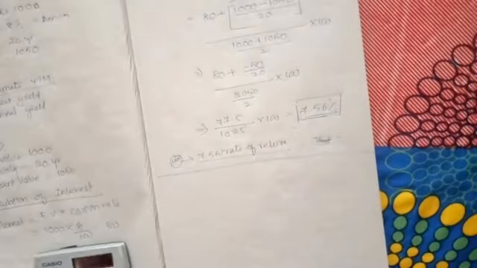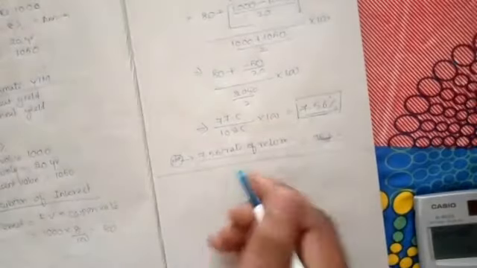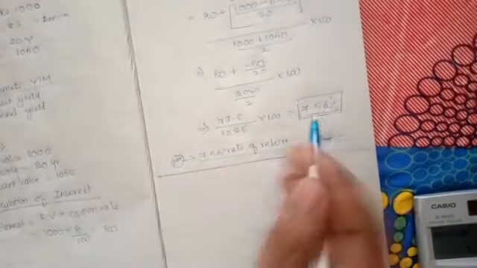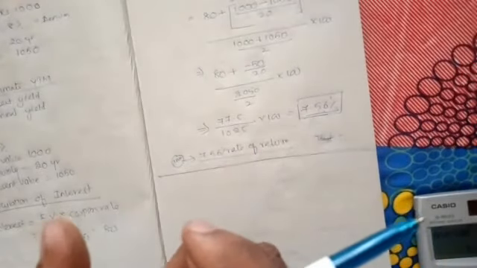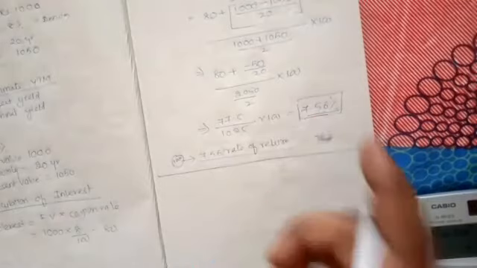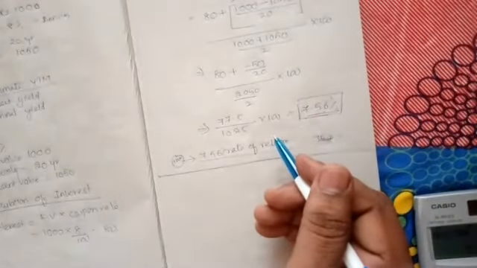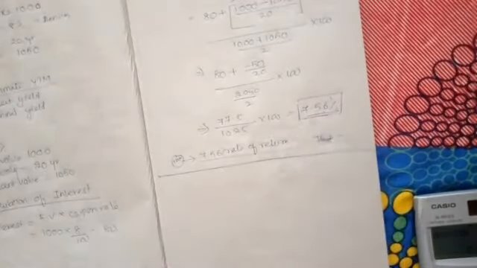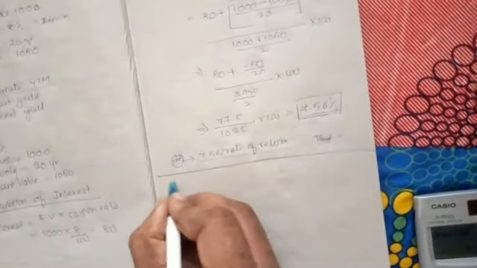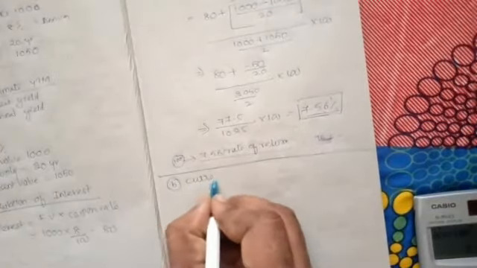77.5 divided by 1025 into 100. So it is 7.56. Okay, so correct. You got my point? This is the return that we're going to generate on our investment. That is, what is the yield to maturity? How much return are we getting here? We're getting 7.56 return.